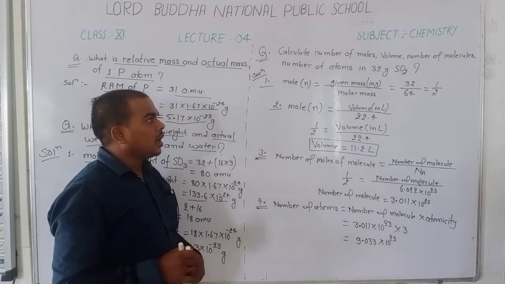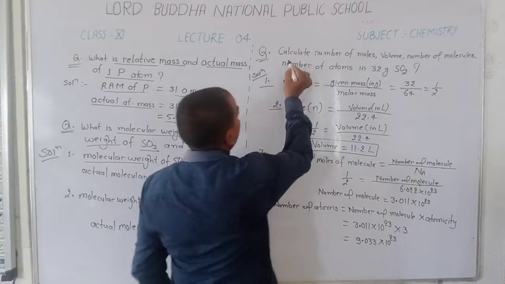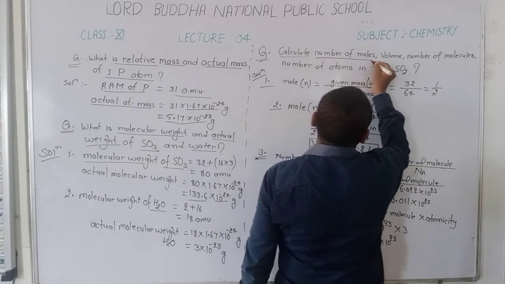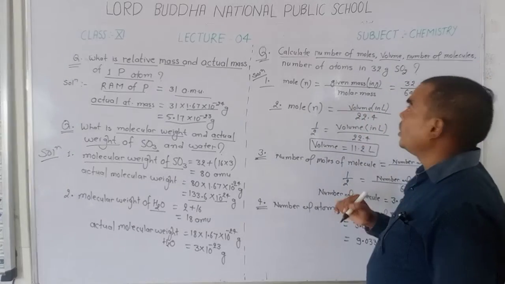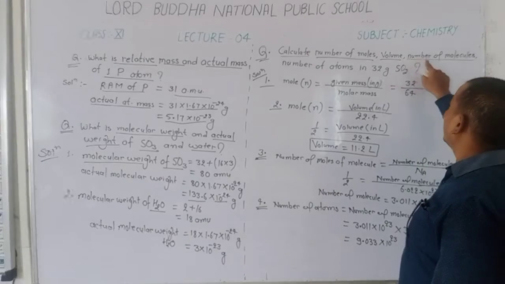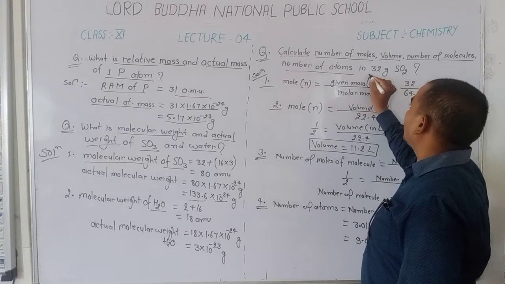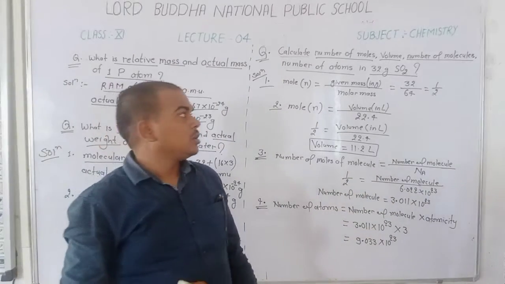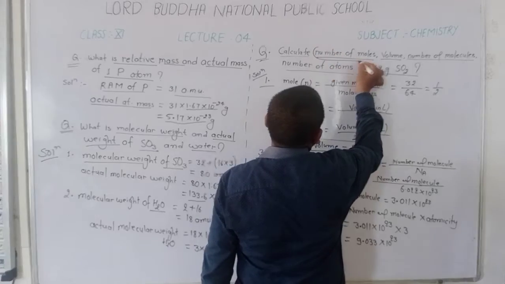Next question, a very important and interesting question, is: calculate the number of moles, volume, number of molecules, and number of atoms in 32 gram of sulfur dioxide. First, we find the number of moles.